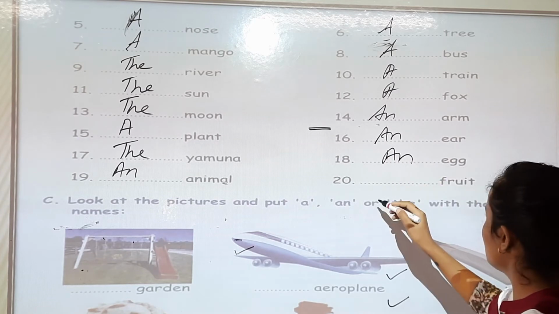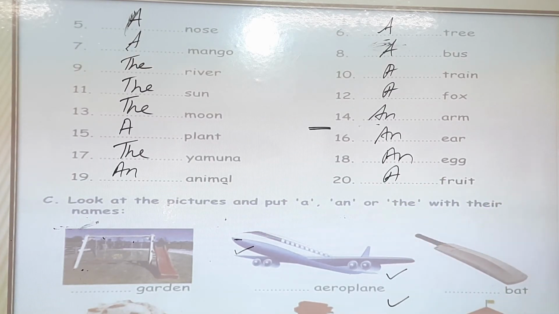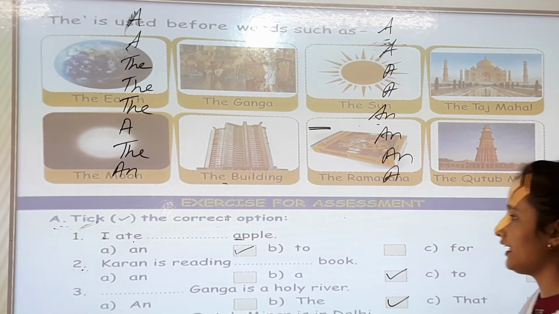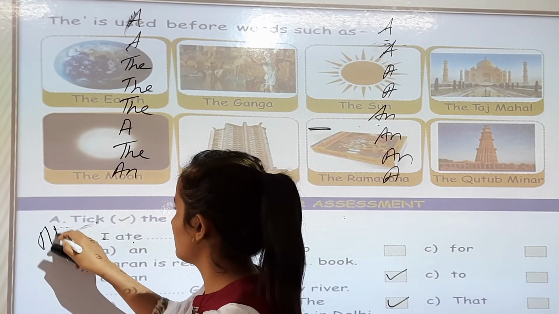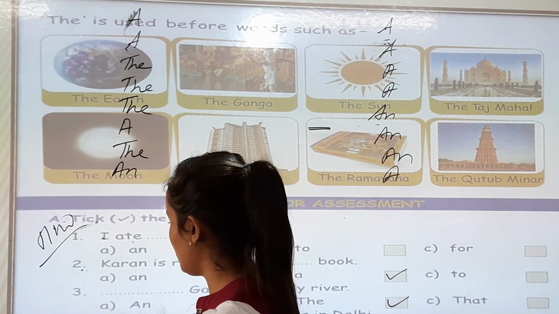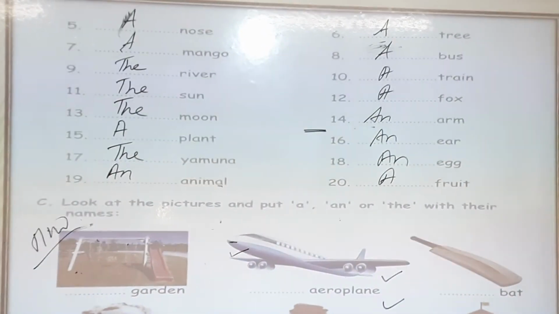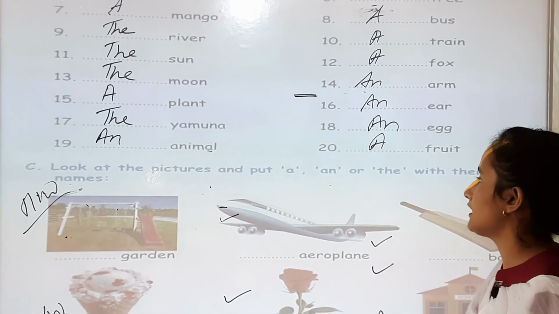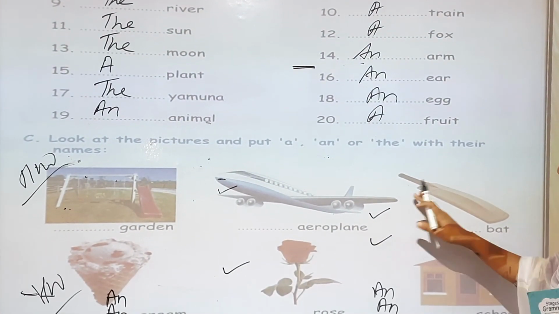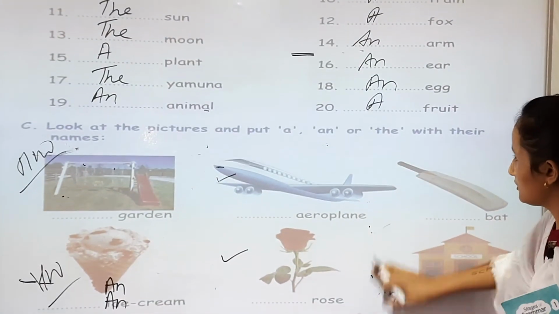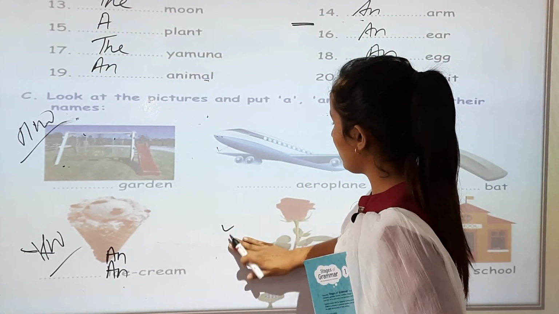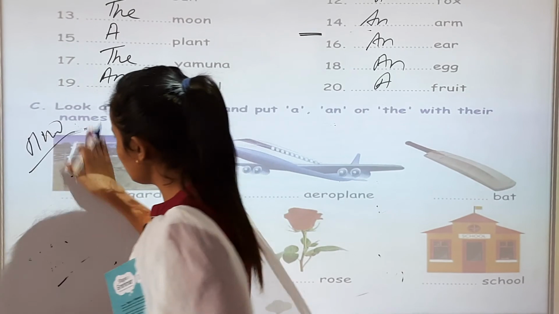an egg, a fruit. So like this you can fill in the blanks. You can fill the box. Exercise A, exercise B and exercise C. You can do this in your copy. Look at the pictures and put a, an, or the.